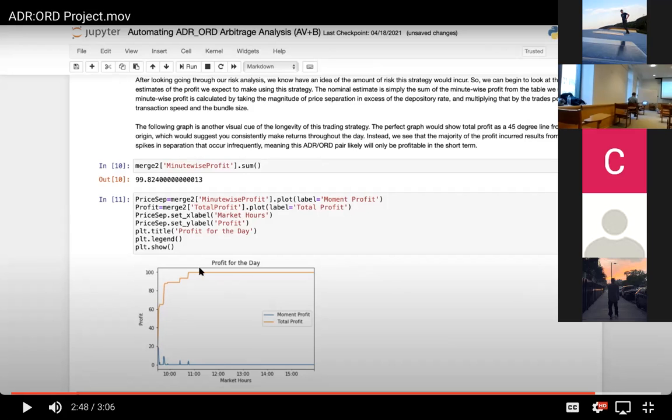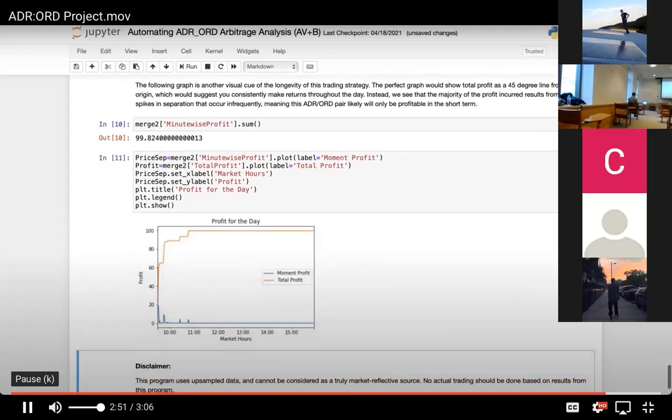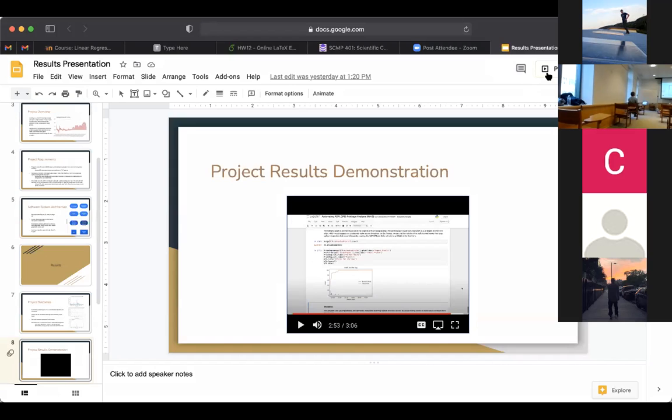And when we see graphs like this, where the total profit spikes very heavily at the market open or at any point throughout the day, and then settles, it's again likely that there are very infrequent market events that drive this price discrepancy and thus our profit. So that's it for the demonstration. I'll go back to presenting.